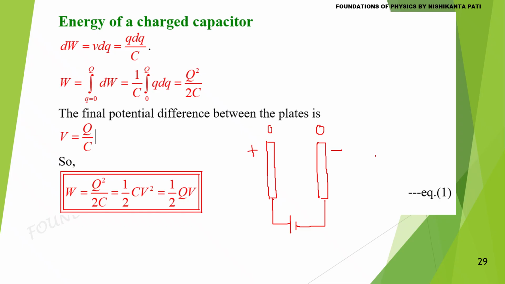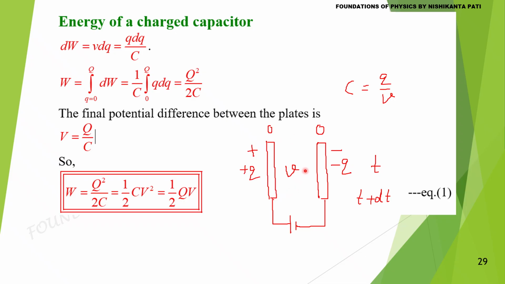Let during charging at the time t, the charge on this plate is minus q and the charge on this plate is plus q. Now the potential difference between the two plates is V. The capacitance is Q by V. In the time from t to t plus dt, more dq charge will move from this plate to this plate.